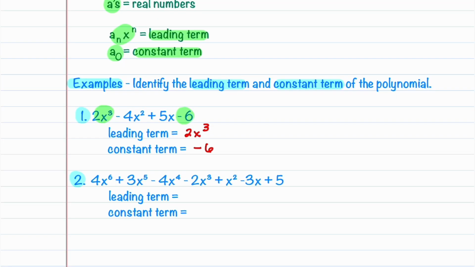Let's now look at our second example. In this example, the leading term is equal to 4x⁶. And then the constant term, that's the term that doesn't have an x with it, that's equal to 5.